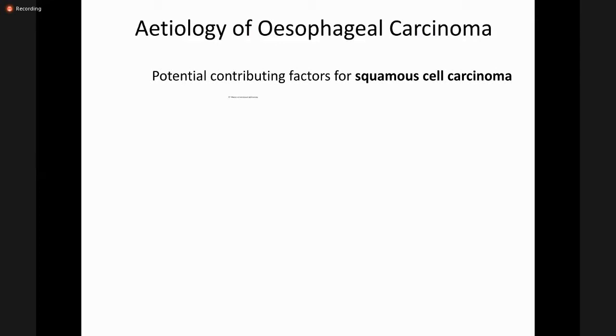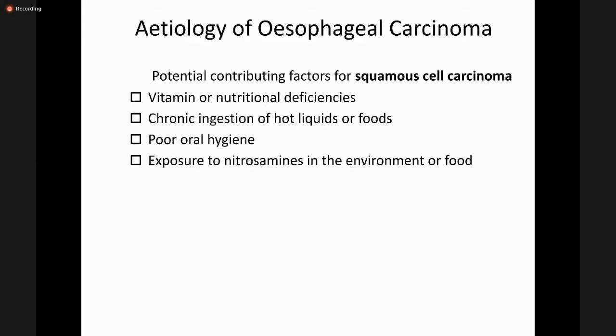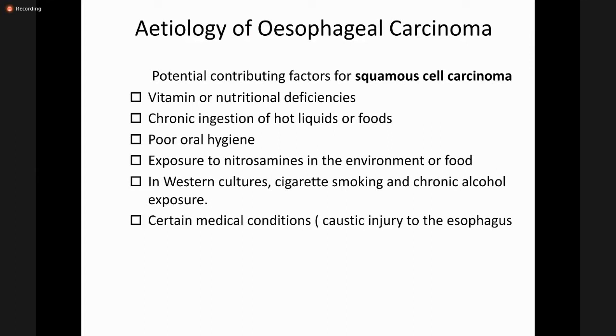Etiology: these are the different possible causes of esophageal carcinoma. These are the causes of squamous cell carcinoma: vitamin deficiencies, chronic ingestion of hot liquids or foods, poor oral hygiene, and exposure to nitrosamines in the environment of our food. In Western culture, cigarette smoking and chronic alcohol exposure may lead to esophageal carcinoma.